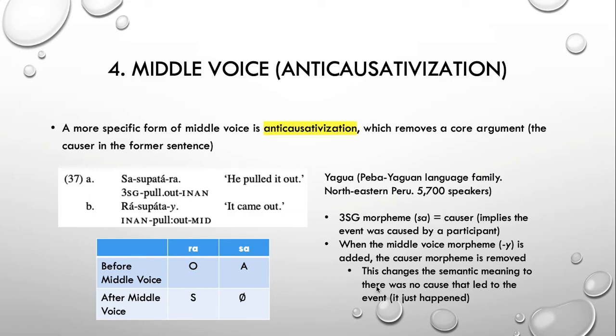Here's an example from Yagua. The third singular morpheme sa indicates that there is a cause for the action, but once the middle voice morpheme y is added to the verb, it is removed so that there is no cause, leaving the object to become an intransitive subject.